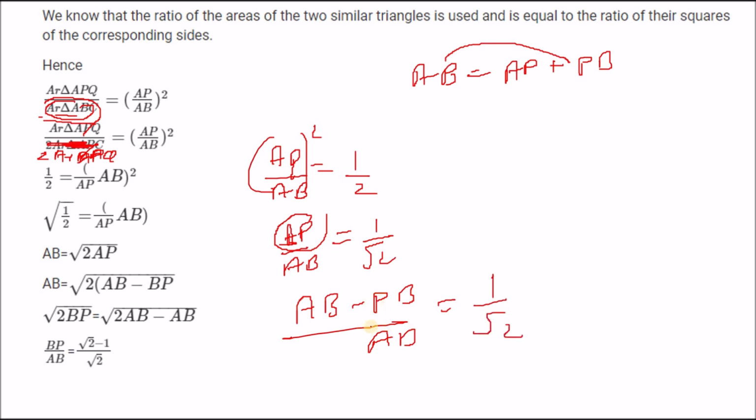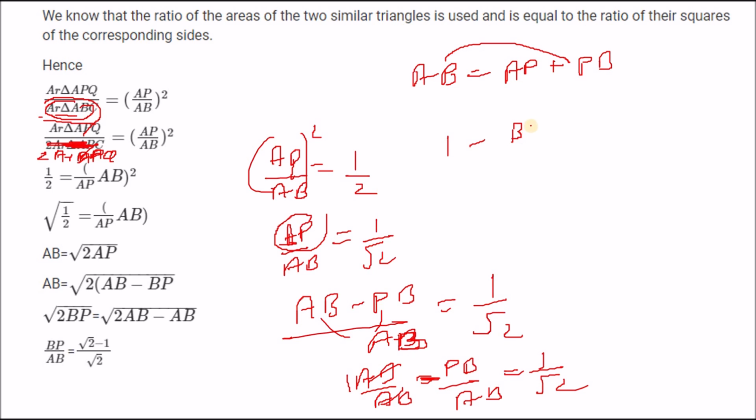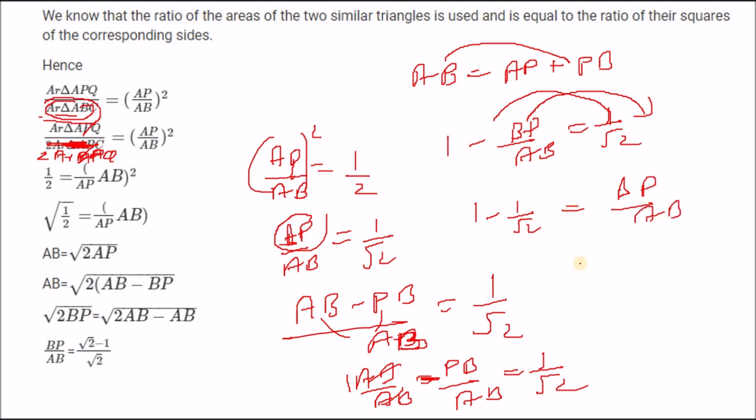So what do you get here? Let us divide them. So AB by AB will be 1, minus BP by AB, equal to 1 by root 2. So take this on the right hand side, bring it here. 1 minus 1 by root 2 will be equal to BP by AB. So what do you get? BP by AB will be equal to root 2 minus 1 by root 2. This is the BP by AB.